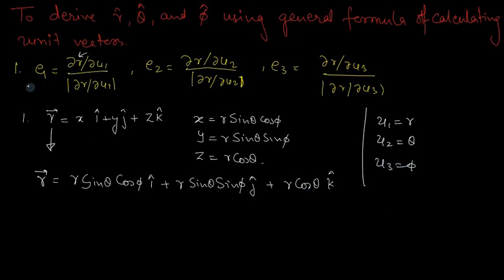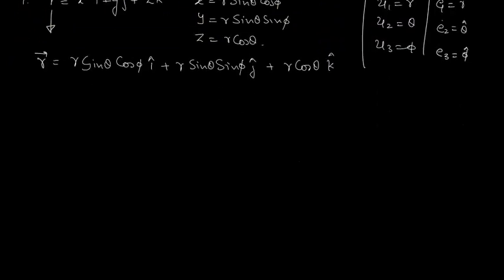So let's calculate this E1, and we have also calculated that E1 is r cap, E2 is theta cap, and E3 is phi cap. So let's do it quickly so that we can move further. First, if I calculate r cap, this will be del r vector by del r divided by mod of del r vector by del r. So let us calculate first this quantity.